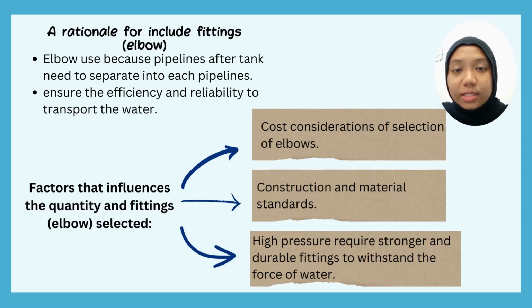Next are the factors that influence the quantity of fittings, which are the elbows selected. First is cost considerations. The cost is high because of the quantity and the maintenance of these fittings. Then there are construction and material standards. The elbow needs a good material, which is a large and thick elbow. Next are hydraulic considerations. This requires accounting for pressure losses and a durable elbow to withstand the force of the water.